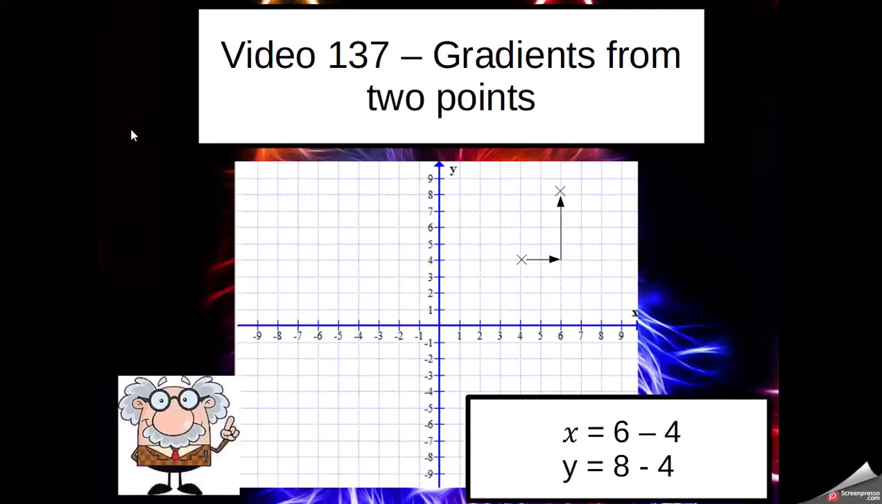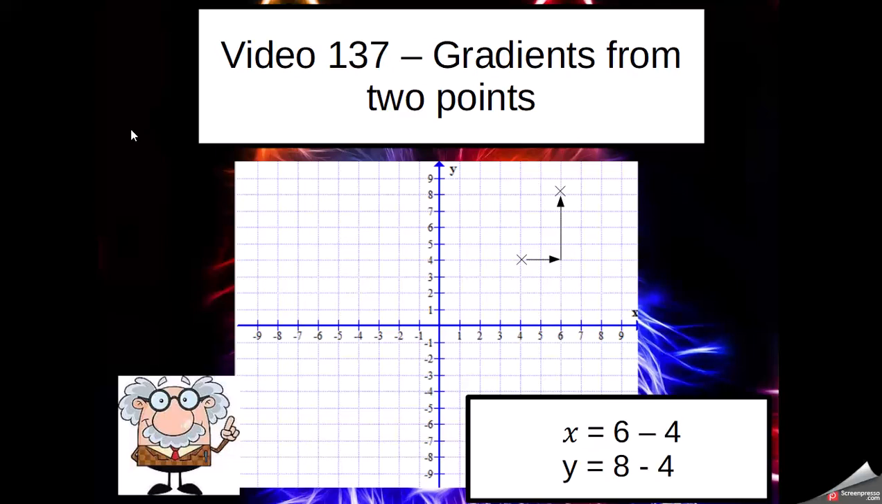Well, we know that x goes from 4 up to 6. So if we do 6 take away 4, we'll have the distance that x has moved to the right. Notice how we put the second coordinate first. Similarly, we're going to do y is 8 and 4. It's important to put the second coordinate first, because if it's going downwards and sloped, you'll find you'll have a negative number.